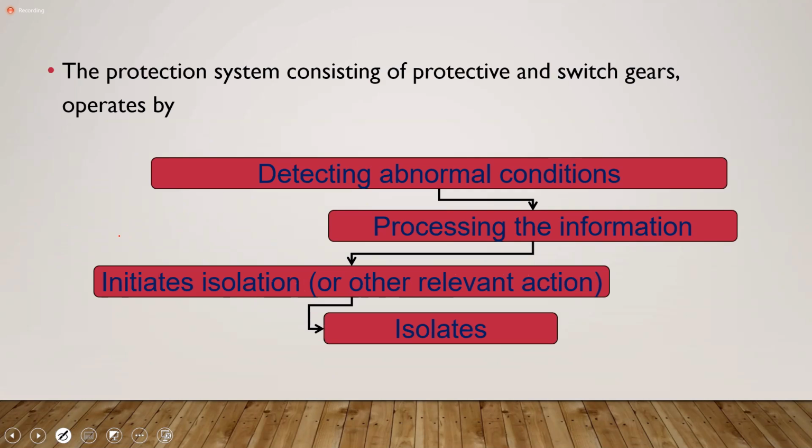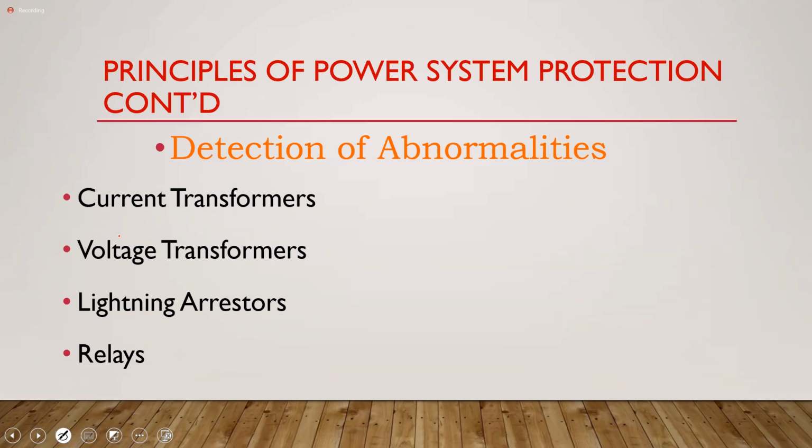There's a fault. How do I know that there's a fault? Where do I get that information from? And so detection utilizes your current transformers, your voltage transformers, the lightning arresters, of course, and your relays.